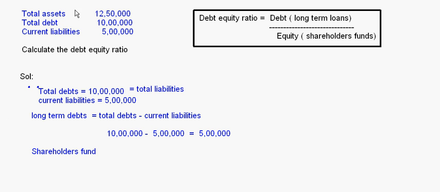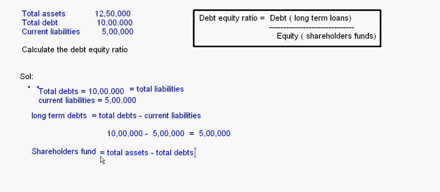Now we know the total assets and we also know the total liabilities, right? So here shareholders funds will be equal to the total assets minus the total debts, right? Now when we say total debts, it is only the other liabilities apart from your shareholders funds, right?